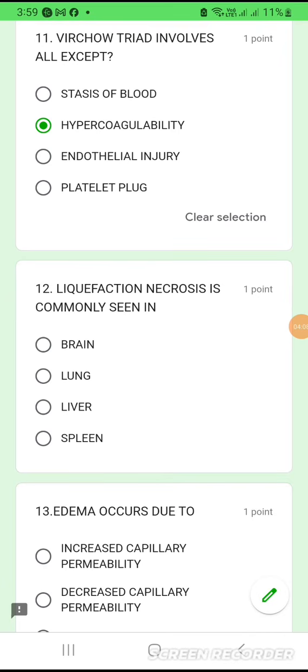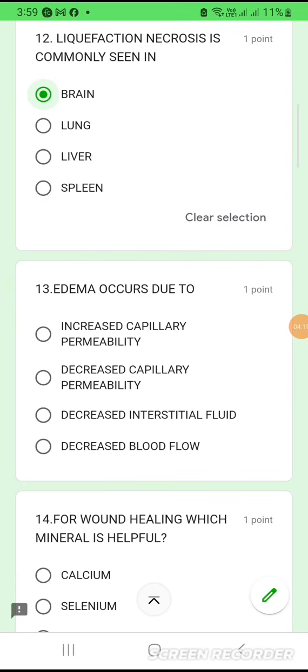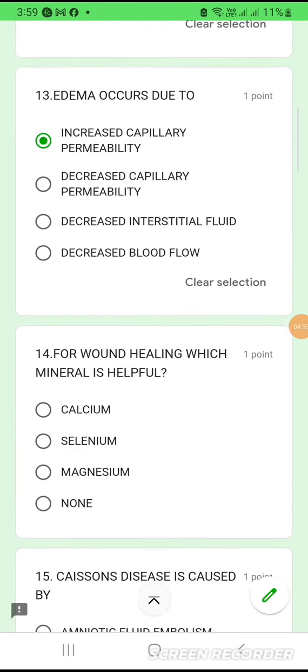12th question, liquefaction necrosis is commonly seen in which organ? Brain, lung, liver or spleen? The liquefaction necrosis is mainly concerned with brain. Okay. Coming on to next one, edema occurs due to increased capillary permeability or decreased capillary permeability. So that itself gives you either A or B. So edema occurs due to increased capillary permeability.